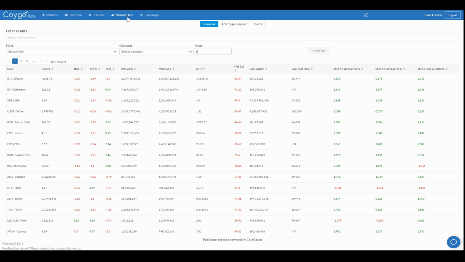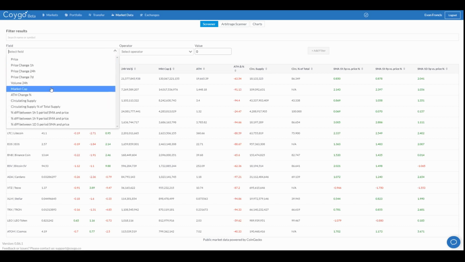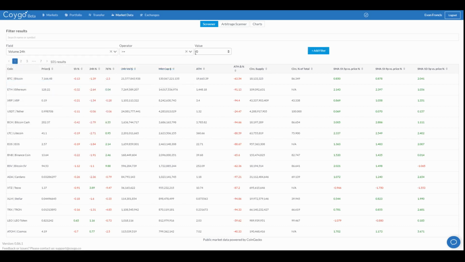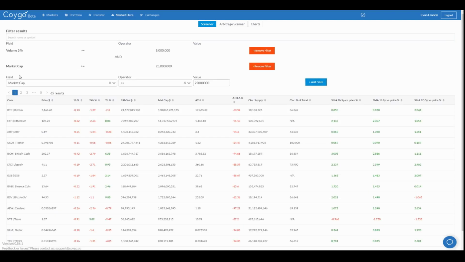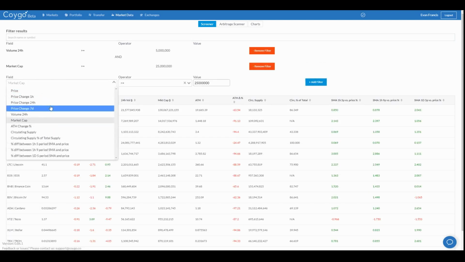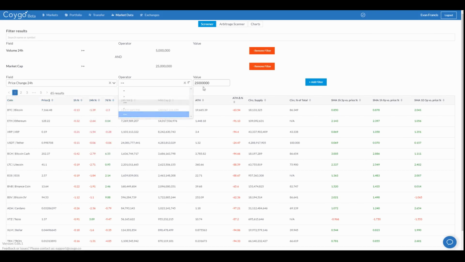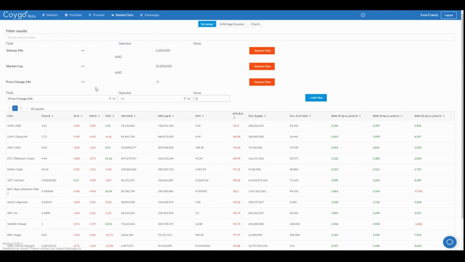full screen widget. So here we can do things like compose custom search filters to find coins to trade for the day. So let's say we want to find coins with a 24-hour volume above 5 million, and a market cap above 25 million, and coins that are down at least 3% on the day. So we can keep combining different search filters like this to drill down and really find exactly what we're looking for so we can find good opportunities to trade.